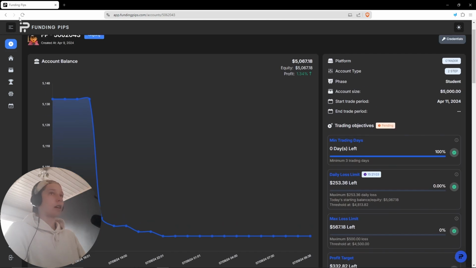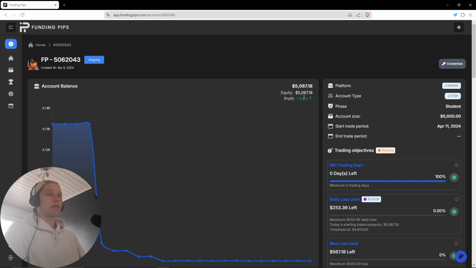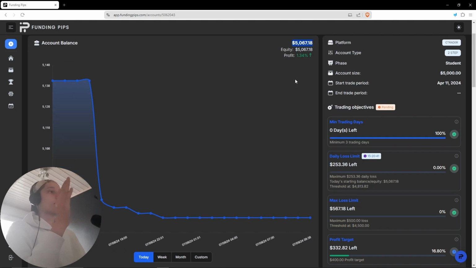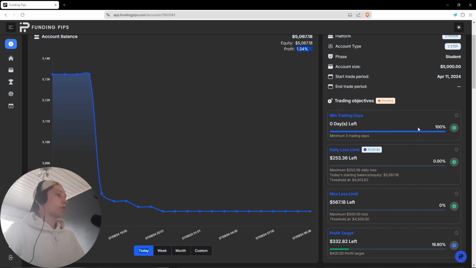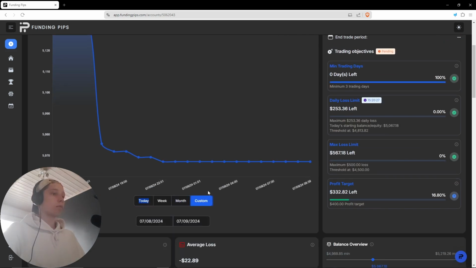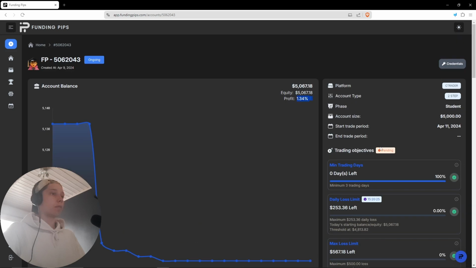So right now you can see I'm trading a Funding Pips 5k account. That's the smallest one. I just wanted to start with a small one because then I'm not so fixated on the money. I'm just trying to pass it regardless of what the money is, and to not be too concentrated on the money. I'm trying to be more concentrated on the percentage gain on the account.